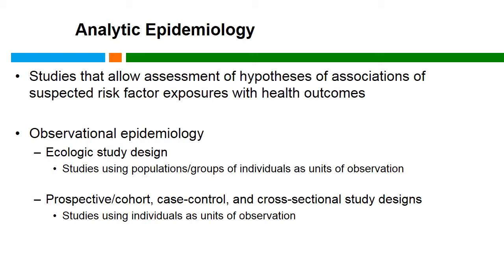So let's turn now to analytic epidemiology, or those studies that allow for the assessment of hypotheses or associations between suspected risk factors and health outcomes. Again, we're going to focus on observational studies and review ecologic, prospective, case control, and cross-sectional studies. The distinguishing characteristic between ecologic studies and those other study designs is the unit of observation. In ecological studies, populations or groups of individuals are used as the unit of observation, while in prospective, case control, and cross-sectional studies, the unit of observation are individuals.